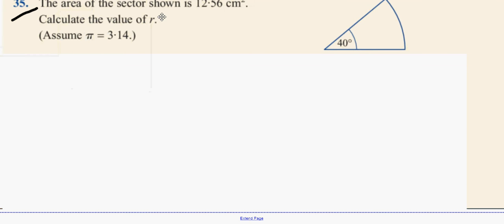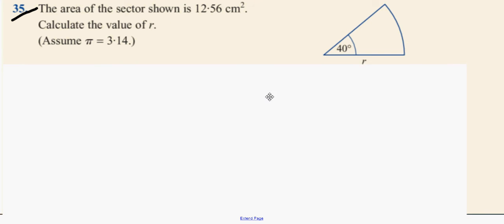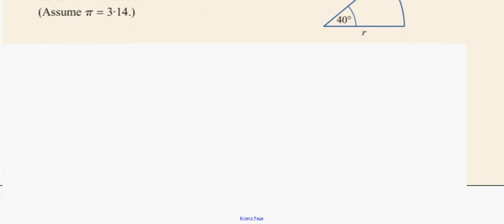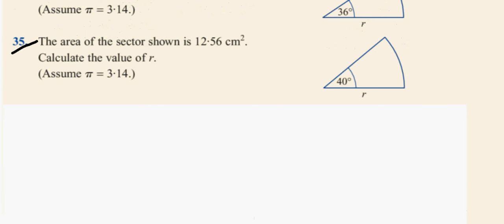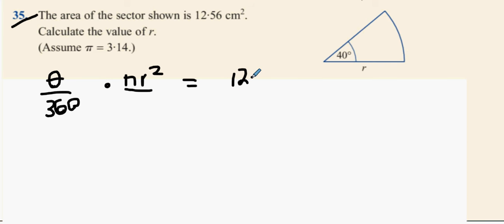The area of a sector shown is this much. Calculate the value of R. Alright, what's the formula? What's the formula, guys? Theta over 360 multiplied by pi r squared, isn't it? The area, and that equals 12.56.